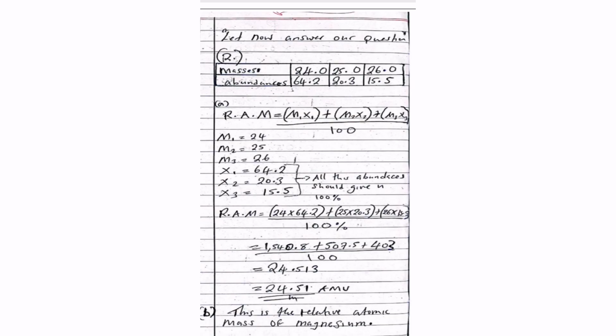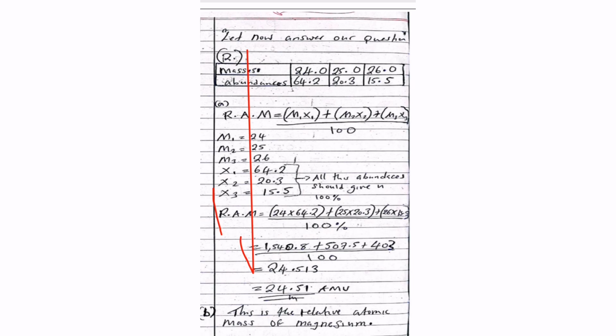Now let's go to a practice question, which will enhance your understanding. So this is our question. They give us three masses. Mass 1 is 24.0, and they have given you masses 24.0, 25.0, and 26.0.